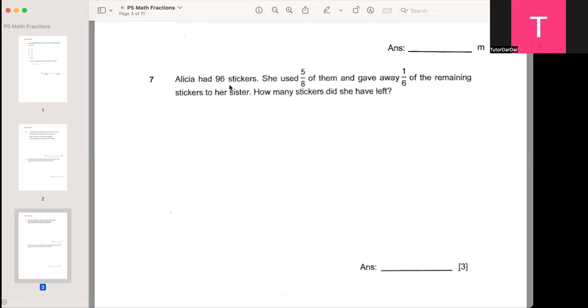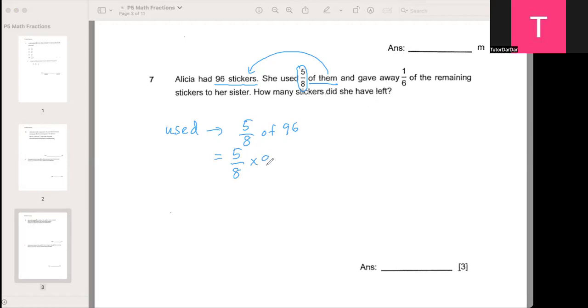Next question. Alicia had 96 stickers. She used 5/8 of them. These them refer to 96 stickers. So now, let's find out this first. 96 stickers, she used 5/8 of them. So used is going to be 5/8 of 96 equal to 5/8 times 96.